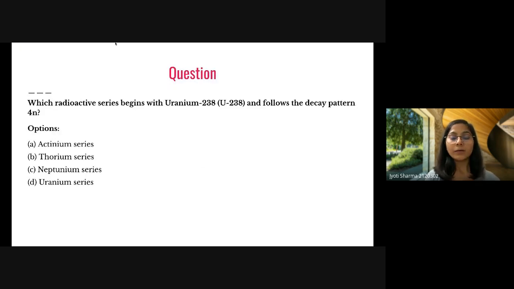Okay, the next question is which radioactive series begins with uranium 238 and follows the decay pattern 4n? We have the options actinium series, thorium series, Neptunium series, and uranium series. Obviously, if it begins with uranium, then it should be the uranium series, right? If I'm not incorrect. Okay, so this will be the uranium series only.